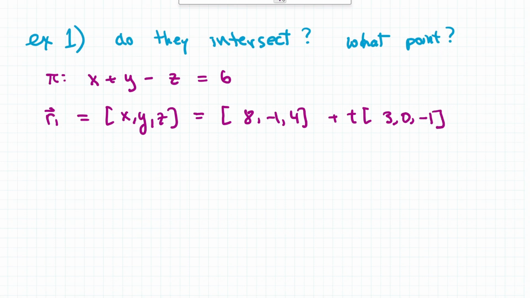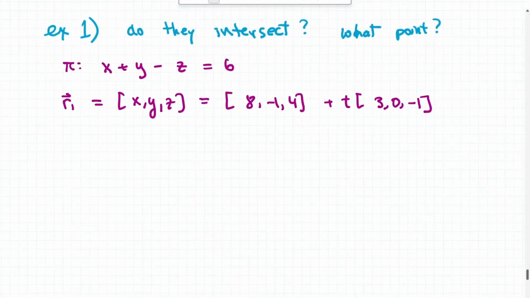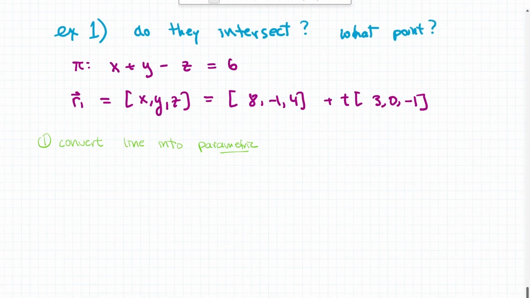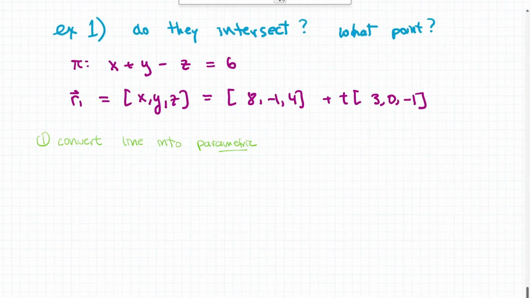Okay, so we want to figure out if they intersect and at one point. So step 1 is always going to be convert our line into parametric form. So this is important here because it allows us to do some more manipulations with the equation. It's a bit more of a flexible form, the parametric form. So let's go ahead and do that.